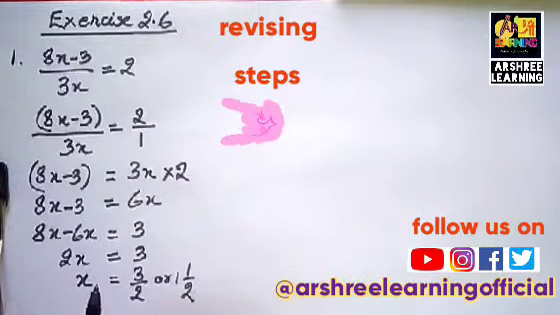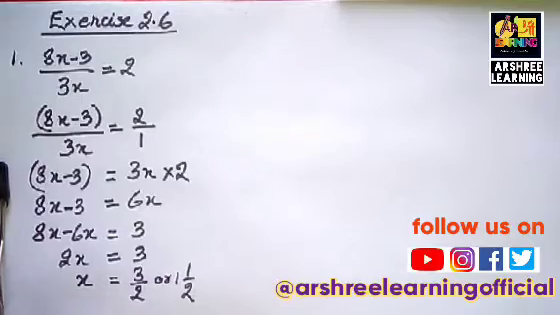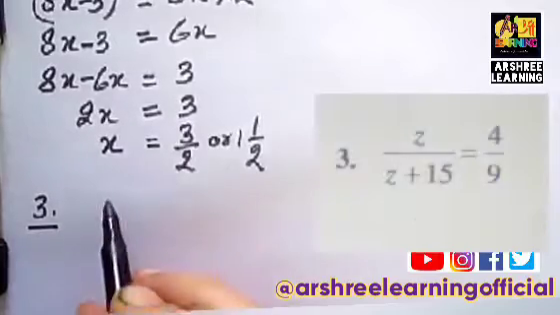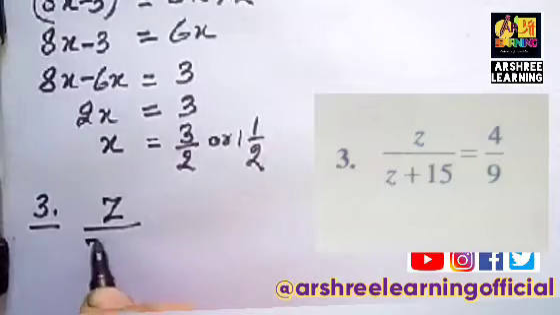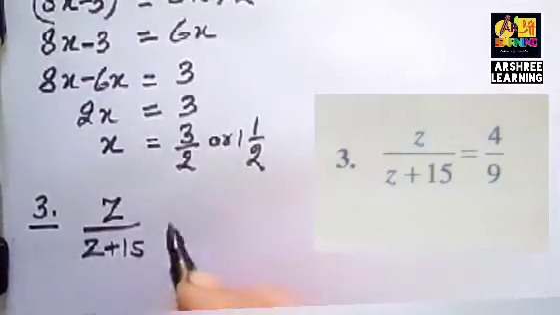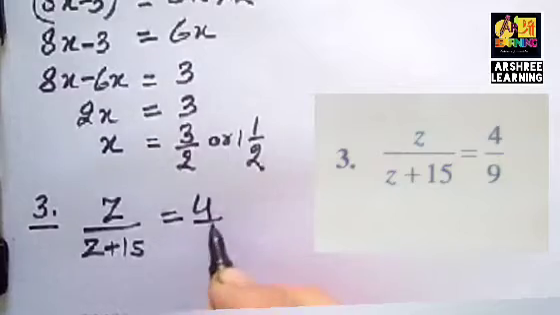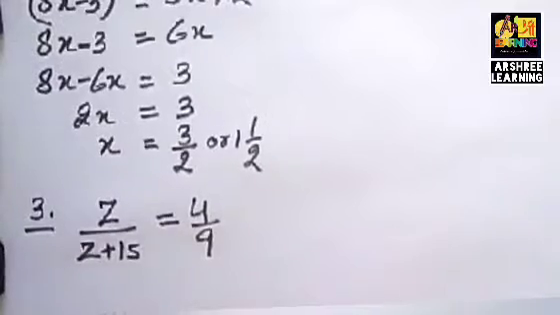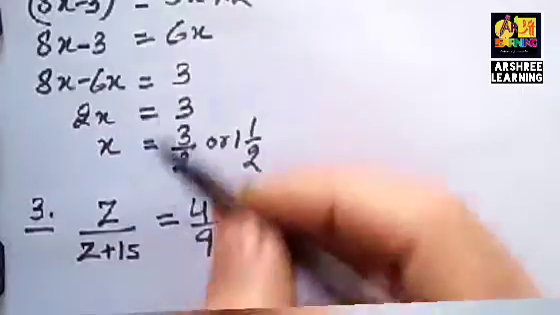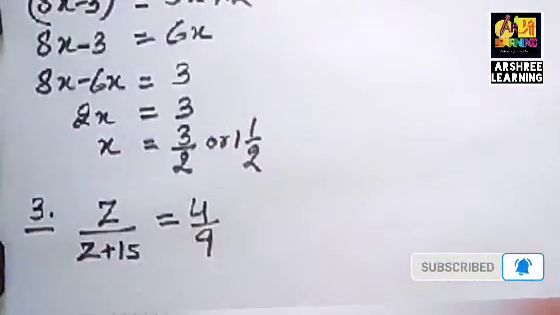Now question number 2 and 3 are the same, so let's do question number 3. The first question is done. Question number 3 is almost the same, which has a single fraction: z upon z plus 15 is equal to 4 upon 9. In this question, it is just like the previous one, the only difference is that here the terms are already in fraction form.